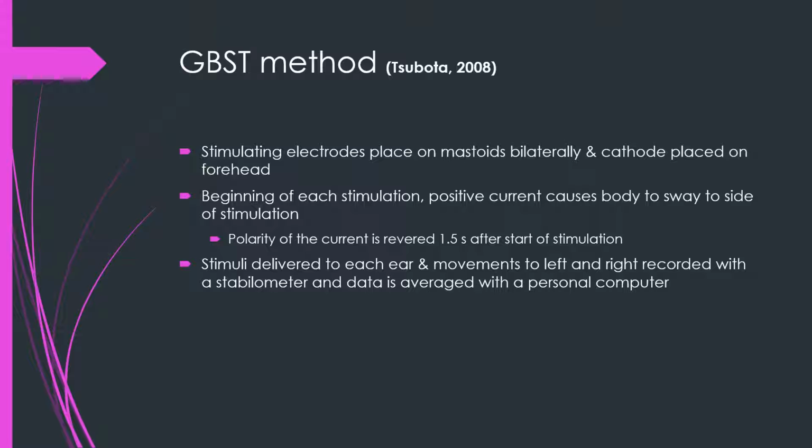So just a little recap more about the GBST. Galvanic current is applied transmastoid, and it causes the body to sway in healthy subjects. But there's no response in patients with retrolabyrinthine disorders, such as vestibular neuritis, acoustic neuroma, or any pontine lesions. So the galvanic current stimulates the vestibular nerve directly.